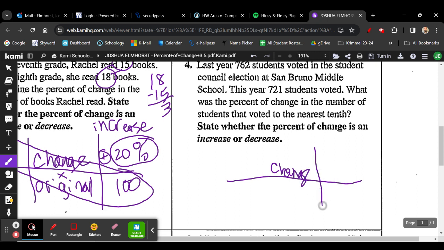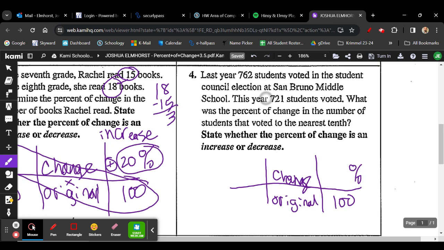And we have the change over the original. Percent goes over 100. So last year, 762 students voted. So that is the original, 762. 762 minus 721. So it goes from 762 down to 721. So that is a decrease of 41.